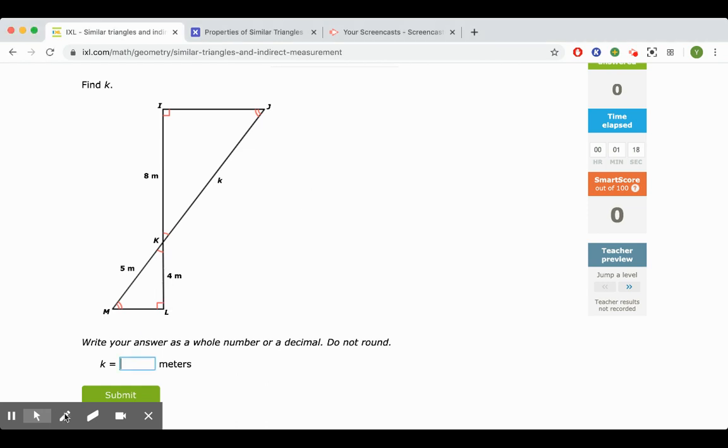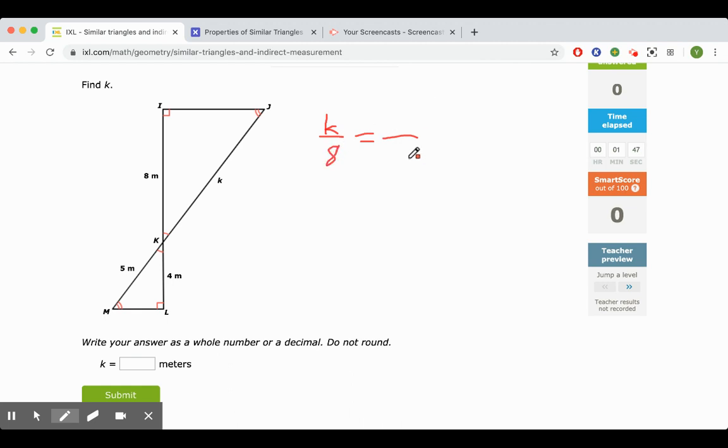Now we're going to use that other property of similar figures, and that is that the corresponding sides are proportional. So we have to form a proportion. Two equal ratios. Okay, I'll put the lines here. Fraction bar, equal sign, fraction bar. Now we want to find K, so I'm going to put that here. And the other given side in the triangle where K is 8.